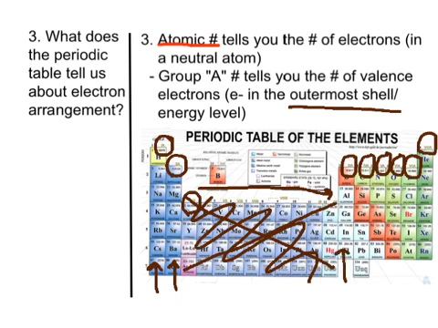So group 3A has 3, 4A has 4, 5A has 5, all the way over to 8A, which has 8. So those noble gases have 8 valence electrons in the outermost shell.